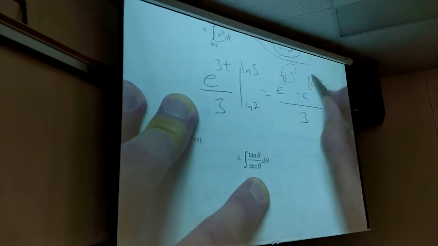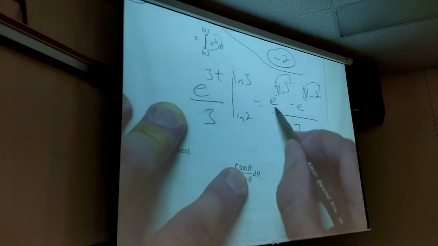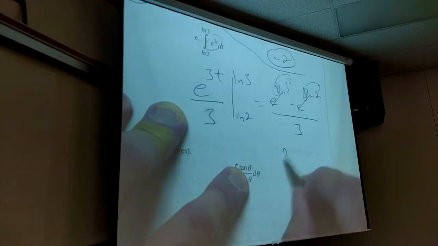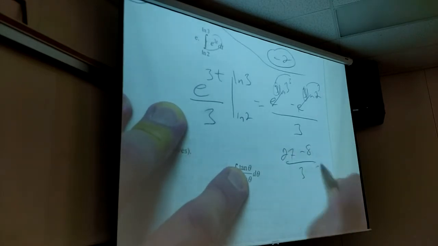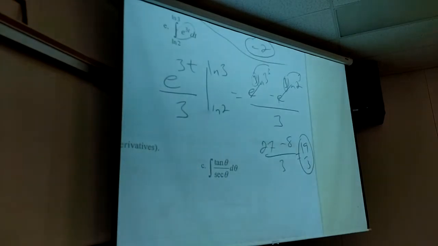Same thing with this 3. Put it back up in the power. What is e to the ln? It dies. So now I get 3 cubed minus 2 cubed. I get 27 minus 8 over 3, so I get 19 over 3. Done. Yay. So you have a base of e and a power with ln in it, there's got to be something you can do. They want to kill each other. Don't just stop there.